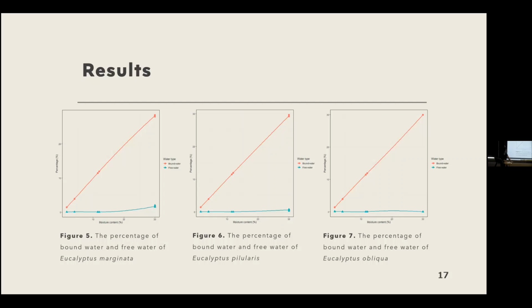Yeah, it's a machine. So you take the samples out of your desiccator. Yeah, we first put the samples in a test tube, and then I put the test tube into the NMR machine.